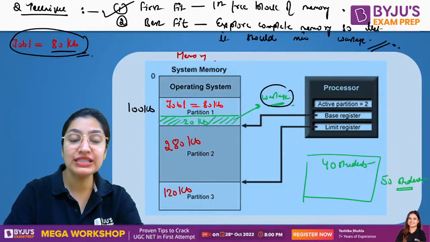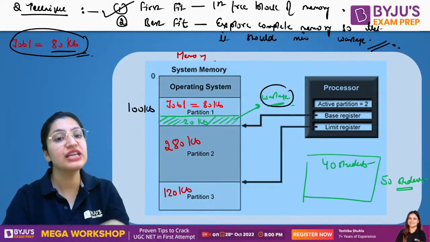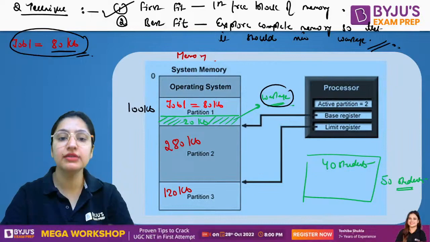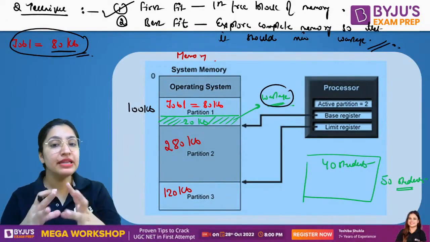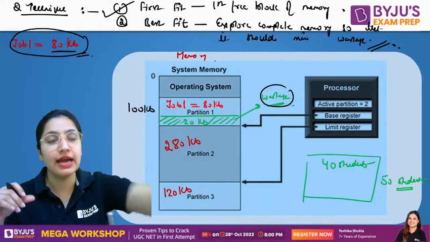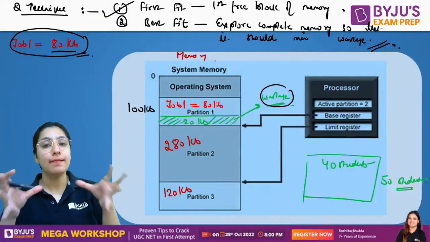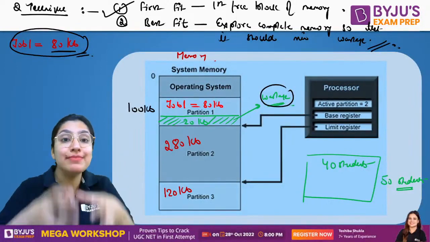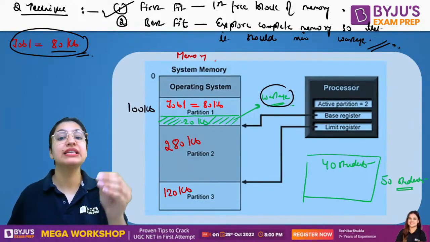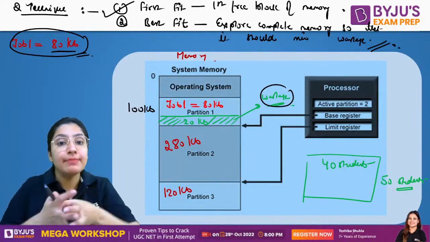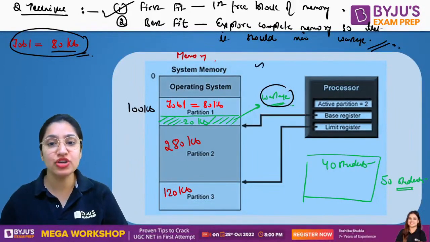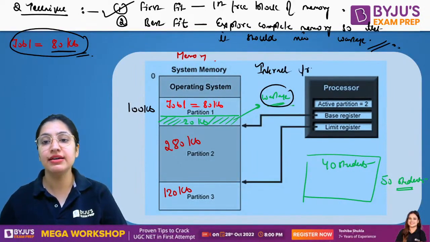Right? And because this is wastage, and this wastage is inside 100 KB, that is why we call this internal fragmentation. Matlab memory ke tukde kare hain. Aur jitna hissa chahiye tha utna le liya, baki ka waste ho gaya. So memory waste ho rahi hai because memory meri zyada hai, job ki requirement kam hai. Internal fragmentation basically tab hoti hai jab aapki memory badi hai aur job ki requirement kam hai.